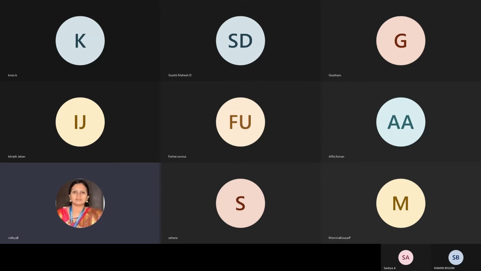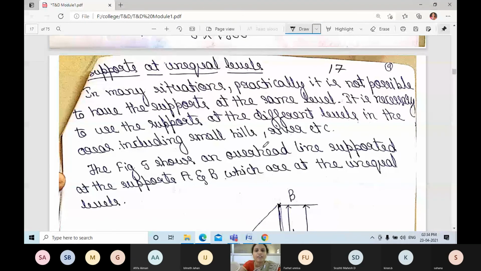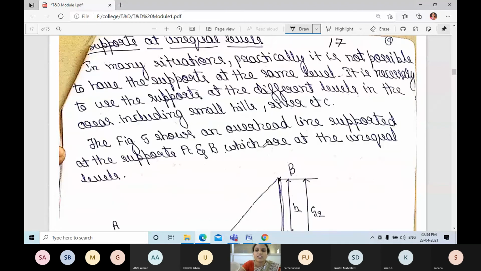In last class, we have discussed about supports at equal level. When the situations come that supports at unequal level are necessary, it means we need to use the supports at different levels. For example, in hilly areas and rivers, in those situations we use the supports at unequal level. Now we should find out the sag.